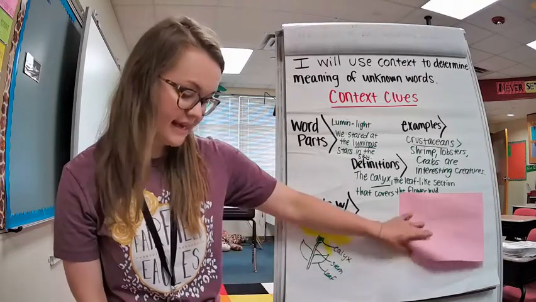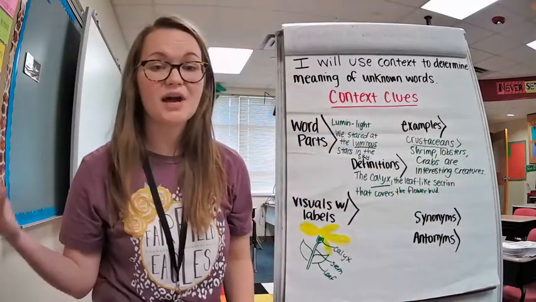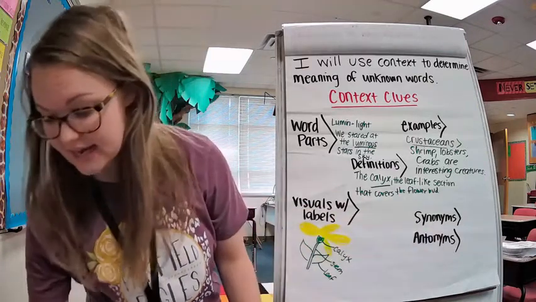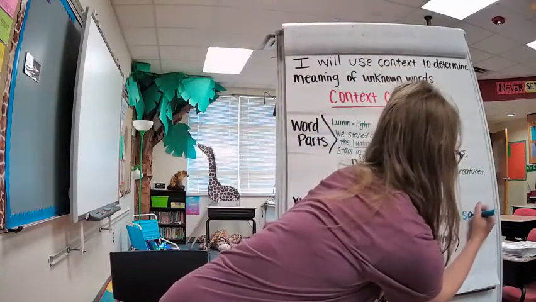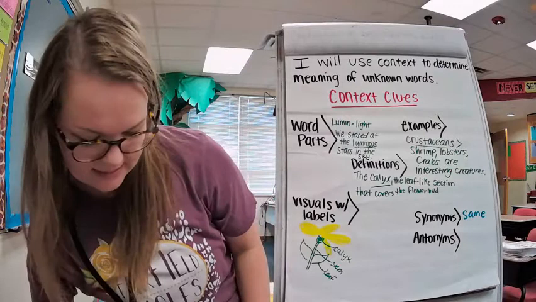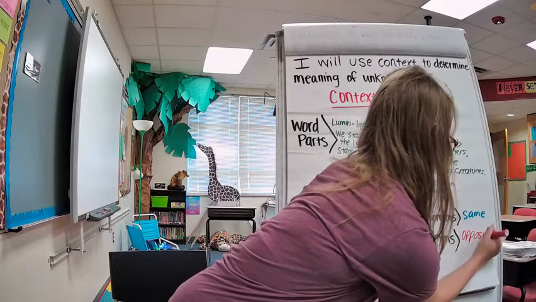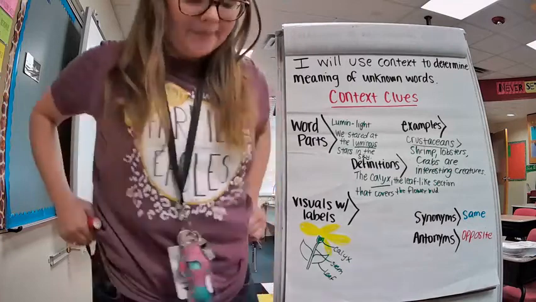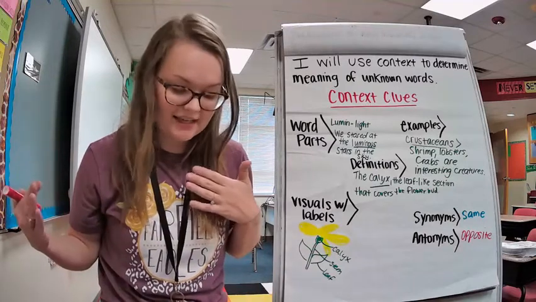The next type is a synonym or an antonym. When an author uses a word that you might not know, sometimes they'll also give you another word that means the same thing, or a word that means the opposite. So you should know that synonym means same, right? Same. Synonym, same. And then antonym, I'm gonna write it in red. Antonym is the opposite. Same and opposite.